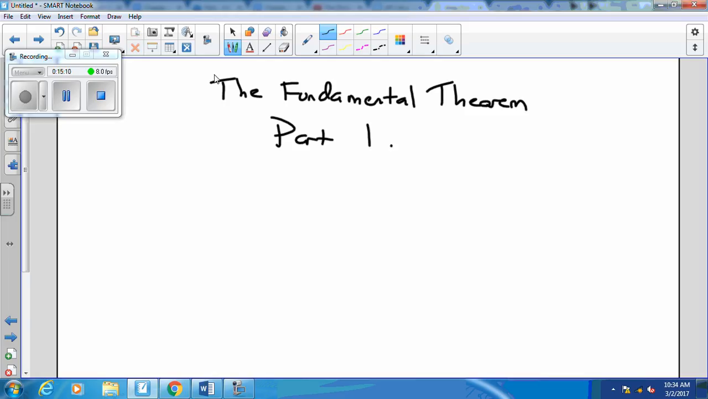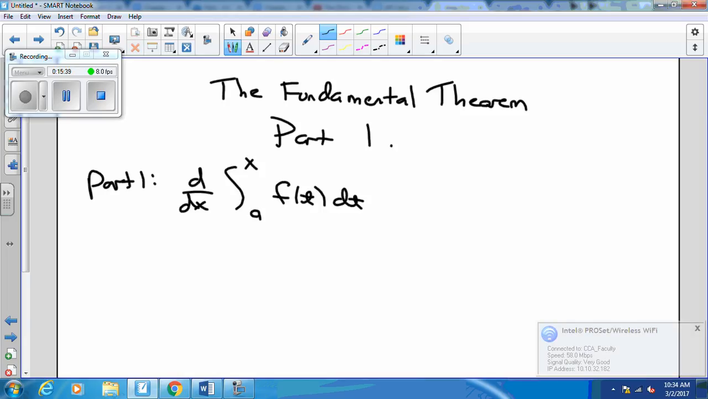The fundamental theorem comes in two complementary parts, part 1 and part 2. In some sense, they mean the same thing, but their implications are so different that we split them out into 2 parts. Part 1 simply asks, what is the rate of change of an area function? And we have actually already answered that question. We know the answer.